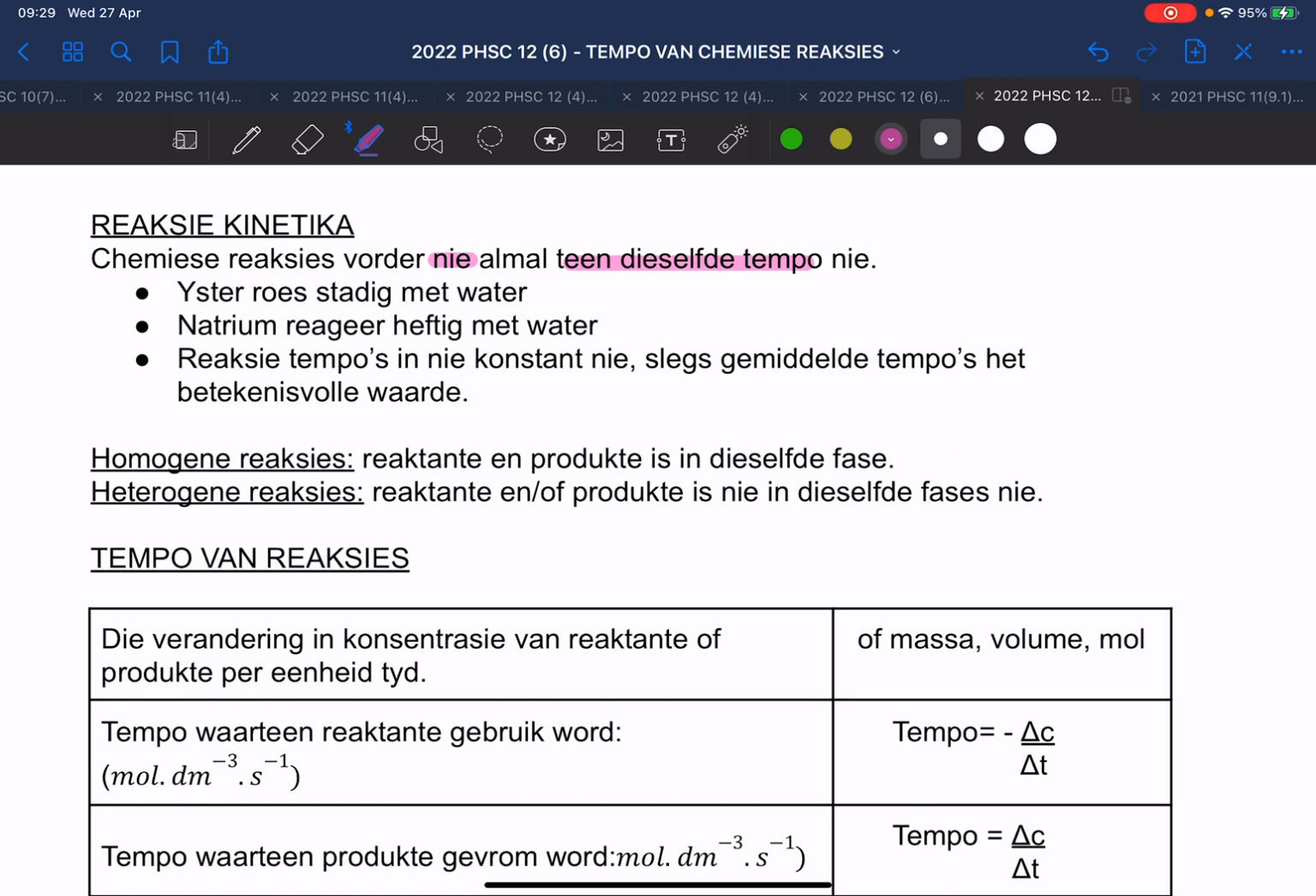Okay, for example, when something rusts, it takes very long to take place. As iets roes, vat dit baie lank. Sodium reacts very quickly with water. So not all reactions happen at the same time. And therefore, we take an average rate. Dus wat 'n gemiddelde tempo.